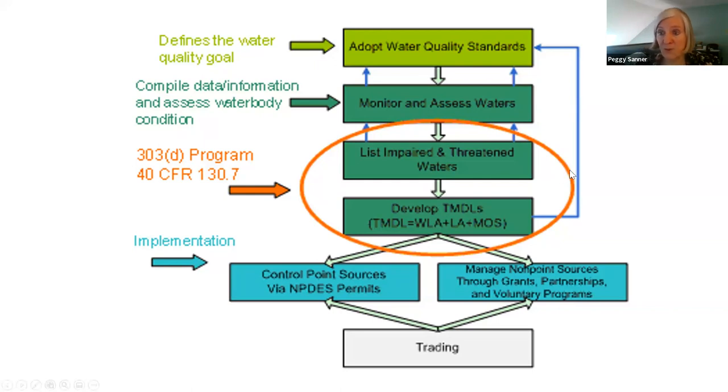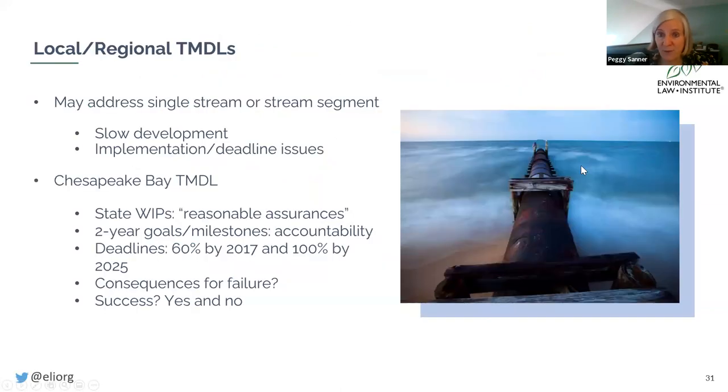There are problems associated with this system. I'm sure you're not surprised at that. There are TMDLs or blueprints that states across the country have been developing, hundreds of them, probably thousands of them. To my knowledge, virtually all of them address, not all, but many of them, most of them address a single stream at a time or a stream segment even, a part of the Potomac River, for example.